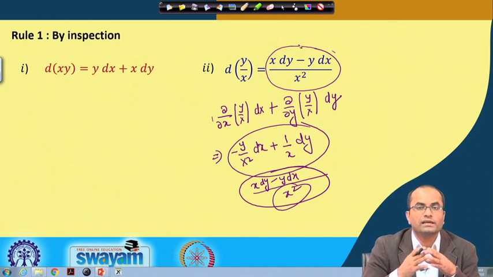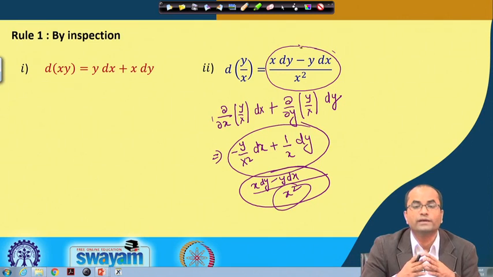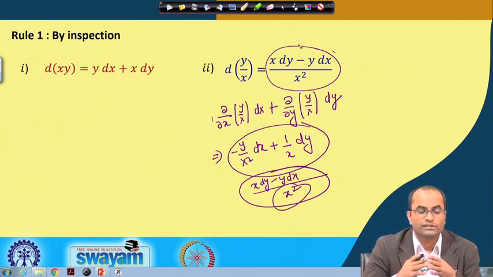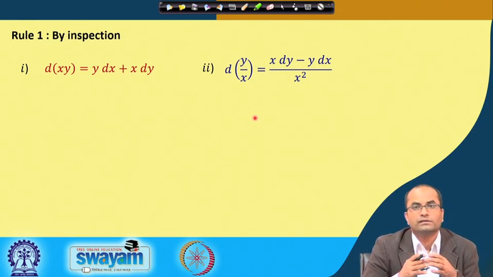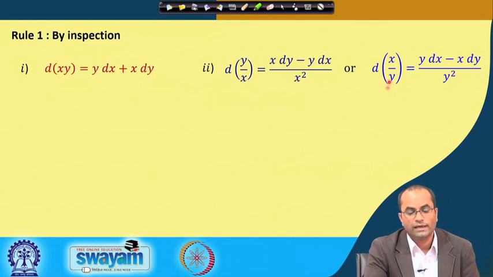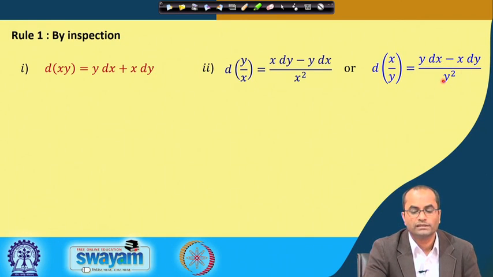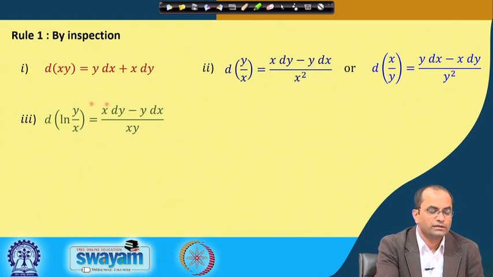So it will immediately click to us that this is the differential of y over x, and then we can proceed easily with the integration. This is one of the standard differentials which we can use in guessing the differential equation. This can also be x over y instead of y over x, so the formula will be just (y dx minus x dy) over y square. There is another standard differential form.